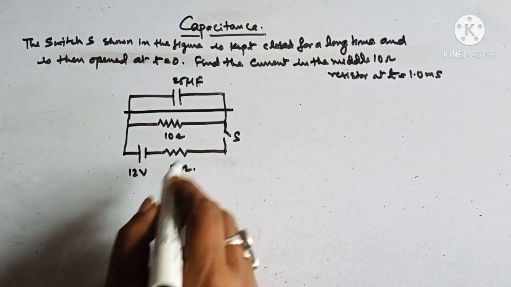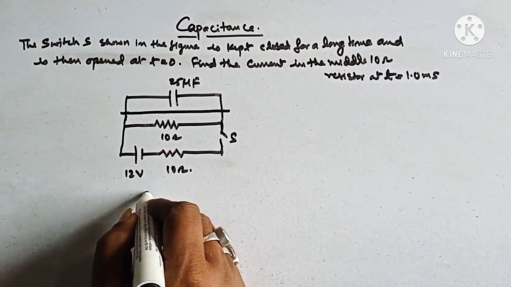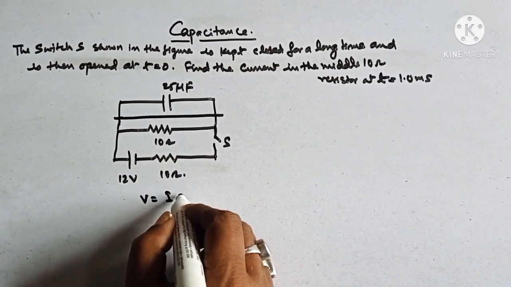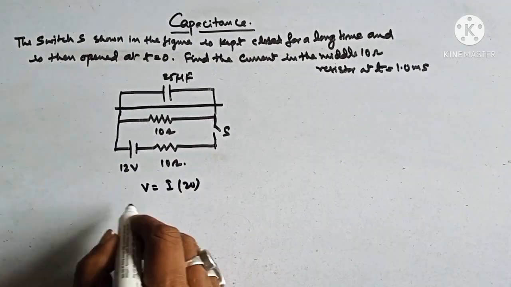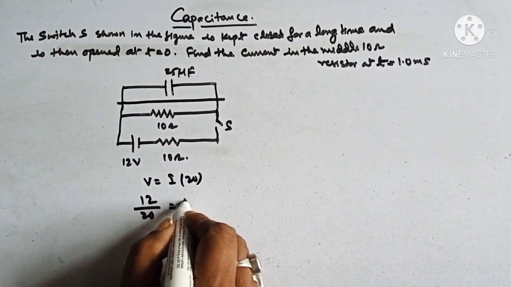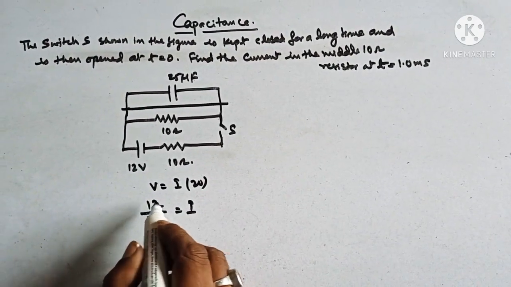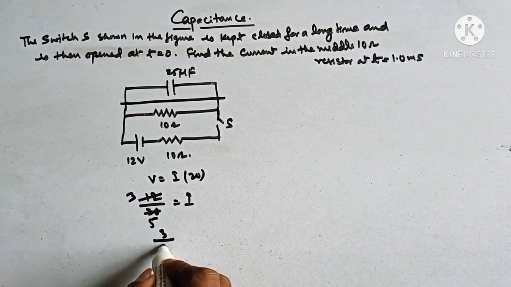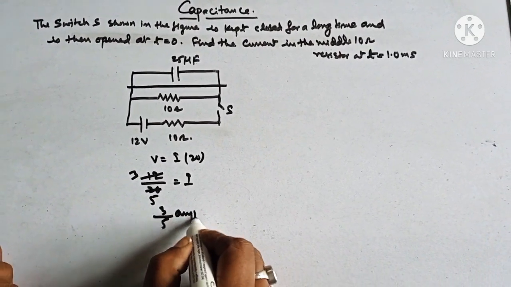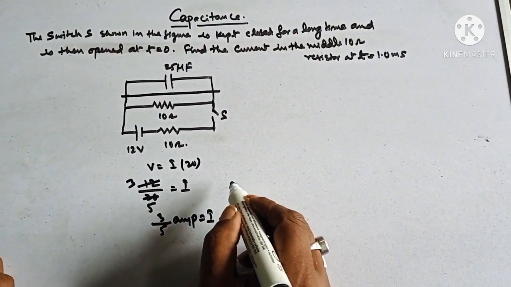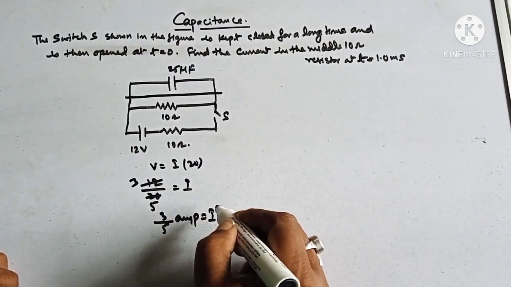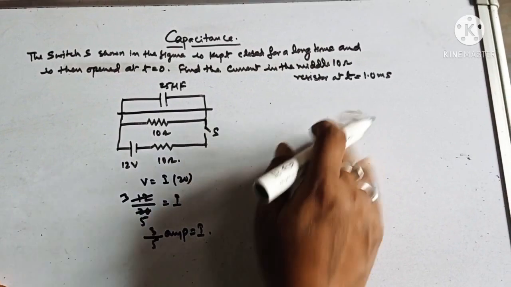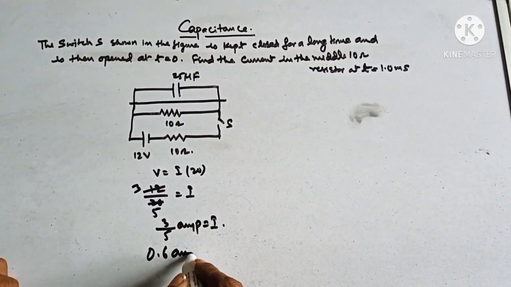So now the current flowing through this circuit will be, V = IR, with 10 + 10 because they are in series. So 20, and V is 12. So 12 by 20 is equal to I. This comes out to be 3/5 ampere, since 4 threes are 12 and 4 fives are 20. That is 3 by 5, which comes out to 0.6. So 0.6 ampere current is flowing through it.